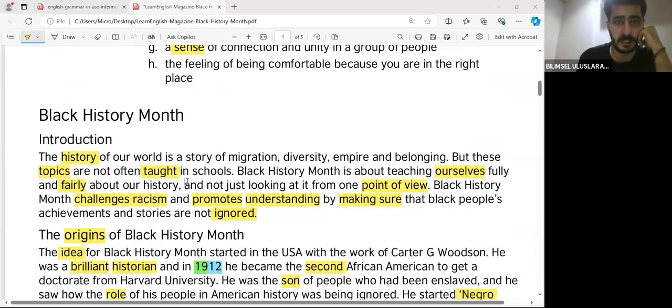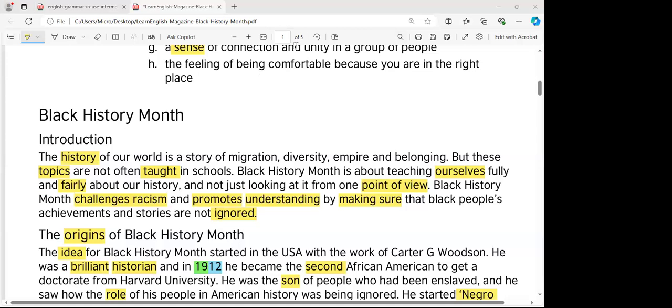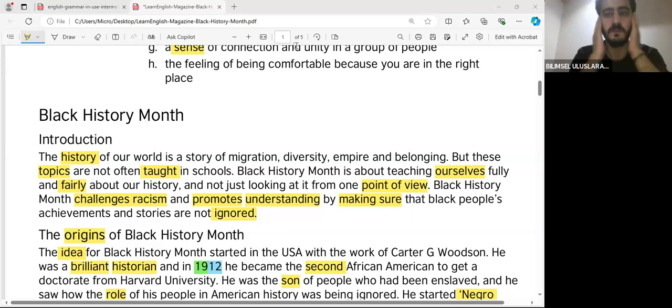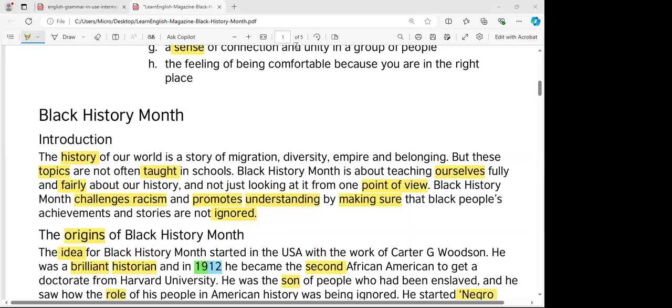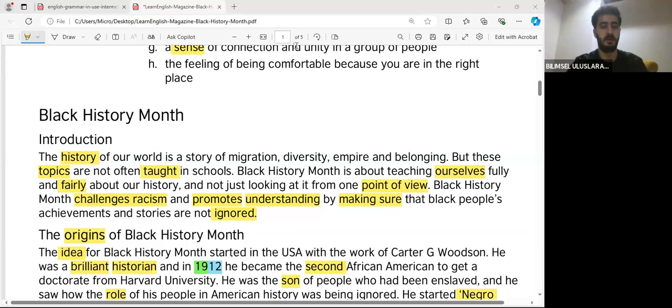All right, now let's see your readings. Miss Rawan, please start reading the introduction. The history of our world is a story of migration, diversity, empire, and belonging. But these topics are not often taught in schools. Black History Month is about teaching ourselves fully and fairly about our history, and not just looking at it from one point of view. Black History Month challenges racism and promotes understanding by making sure that Black people's achievements and stories are not ignored. Good job.